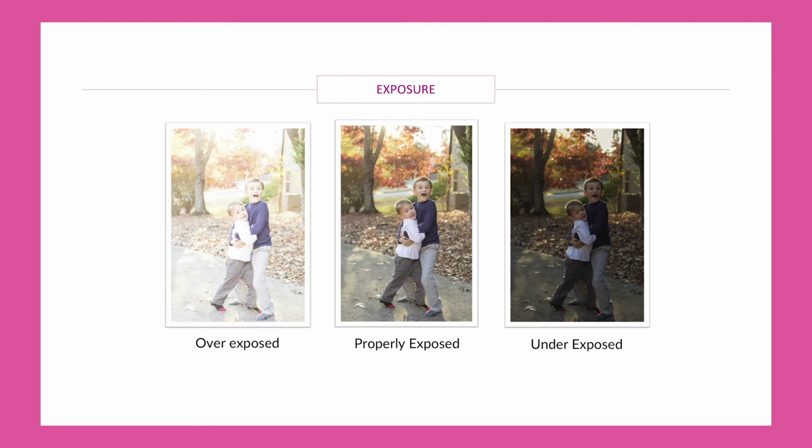Now go to the right side. This is underexposed. It's dark. So you can see in some of the blacks or the shadow areas, if you were to print that, it would just be a solid black. There would be no detail there.